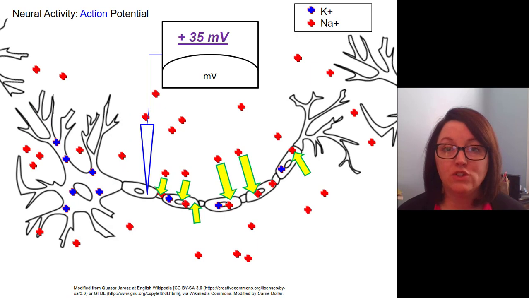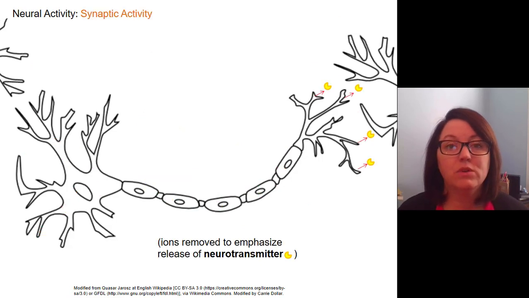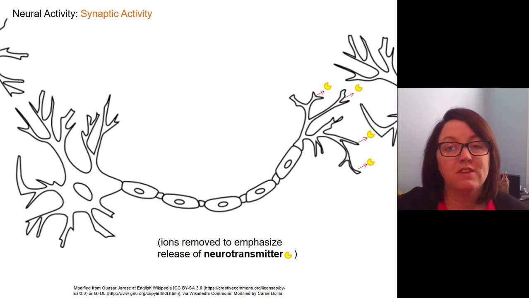Step three is our action potential. With an action potential, we get a very big change in voltage. Notice we went up to plus 35 millivolts. And this is a big change in voltage that travels down the axon. Okay? And when the action potential gets to the end of the axon, that will lead to step four, synaptic activity. So step four is our chemical event, where we release neurotransmitter. The neurotransmitter will go and bind to another neuron, causing a graded potential, action potential, and synaptic activity to possibly occur in that neuron.